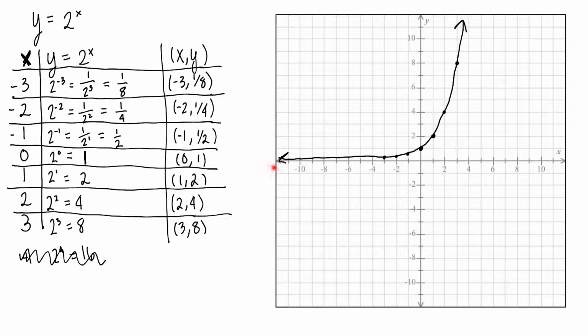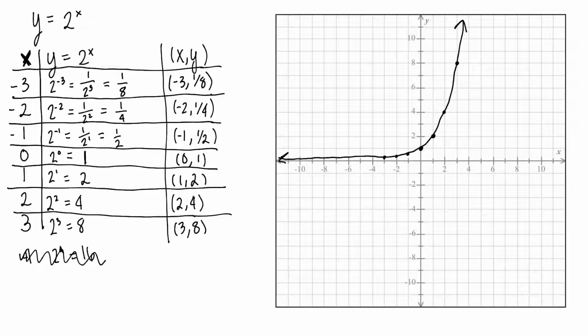So there's an asymptote, a horizontal asymptote here at y equals 0. And then the graph is going to climb very, very quickly. So this is the graph of y equals 2 to the x.